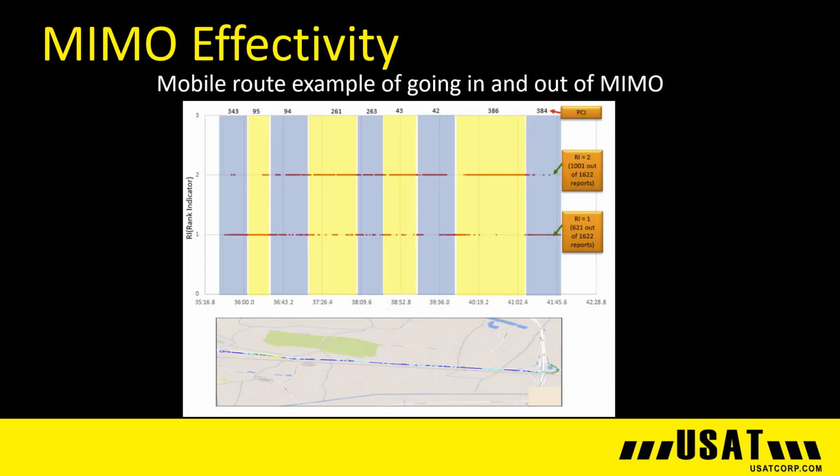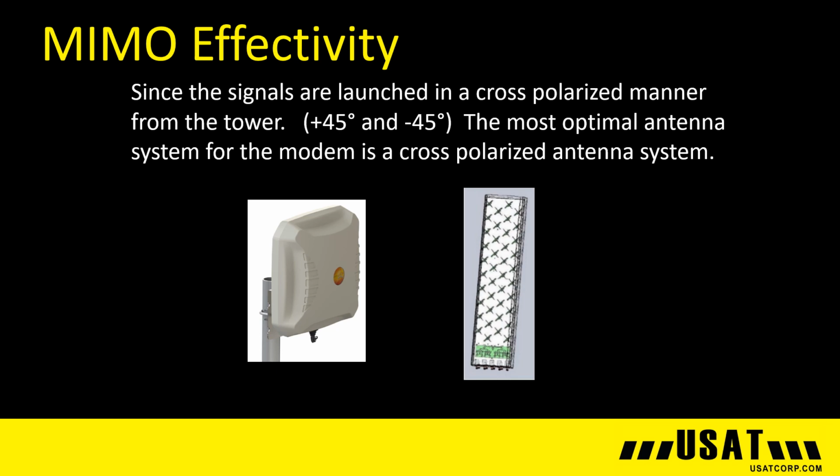This negotiation of MIMO happens really fast. Here is an example of a mobile driving down the road in a fringe area for MIMO. It shows by color going in and out of MIMO connectivity. Since the signals are launched in a cross-polarized manner from the tower, plus 45 and minus 45 degrees, the most optimal antenna system for the modem is a cross-polarized antenna system. Shown here is our X-Pole 2, which has matching polarization inside to achieve maximum MIMO effectivity.